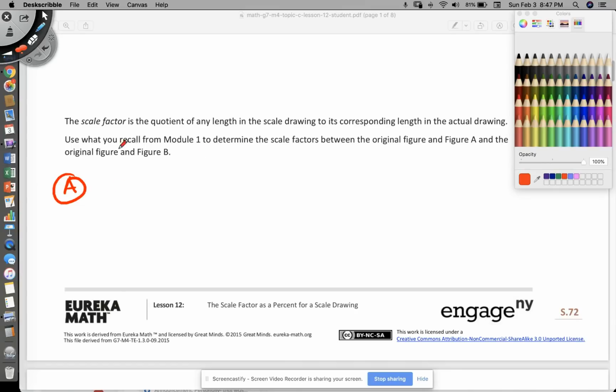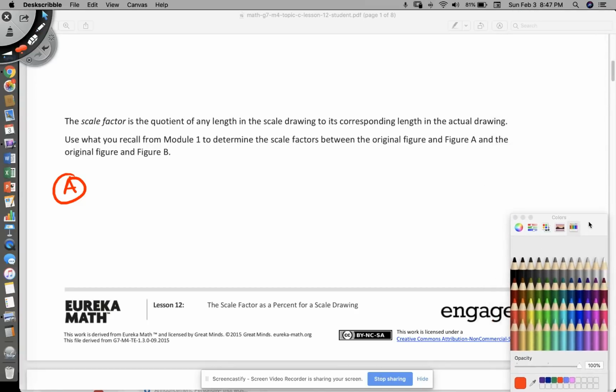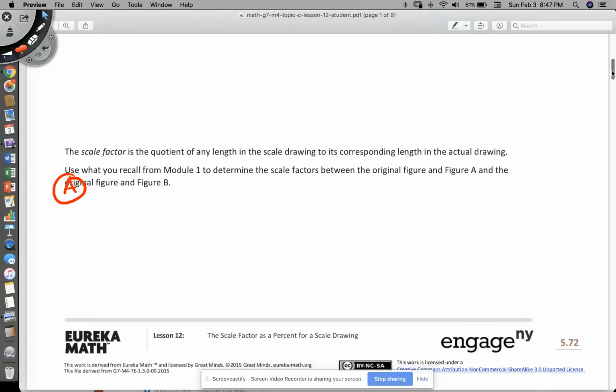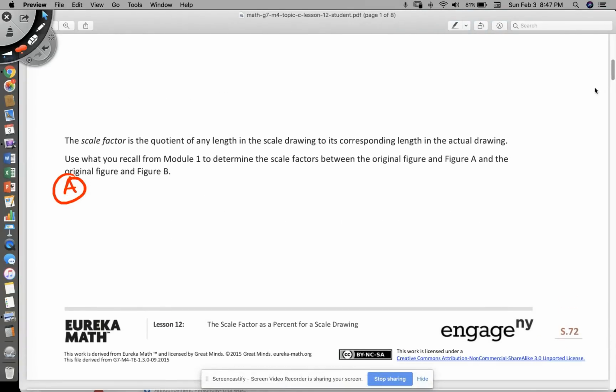If you look back up here at the image, you see we have a length of 1.5. The original is a length of 3, and the enlargement is a length of 4.5. We're going to use those side lengths. We also have the sides of 2, 4, and 6. So we're going to take those measurements and turn them into a ratio so that we can compare.